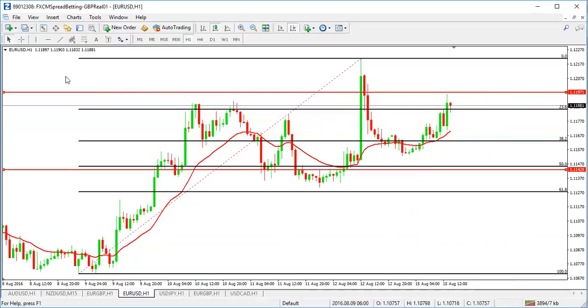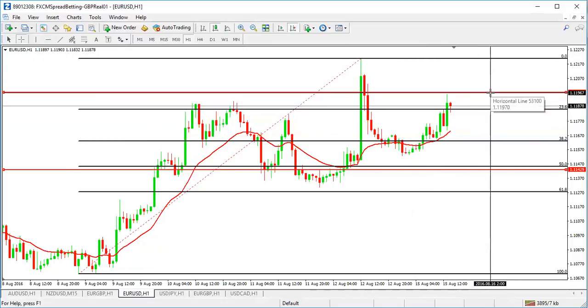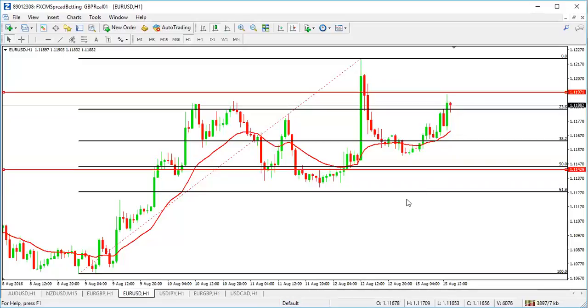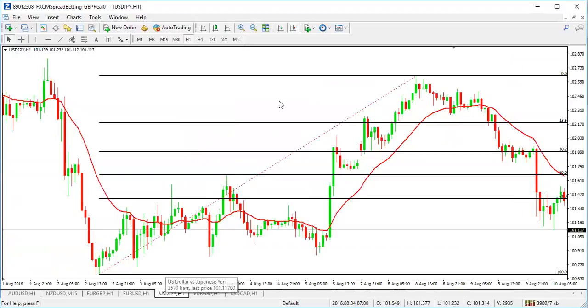I mean, I suppose that's not too bad. That's about 50 pips. Yeah, actually, you could have it there. Not the best setup, not the best example. We'll try and find some others.